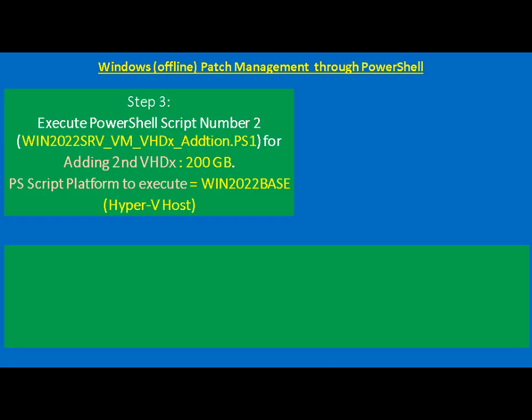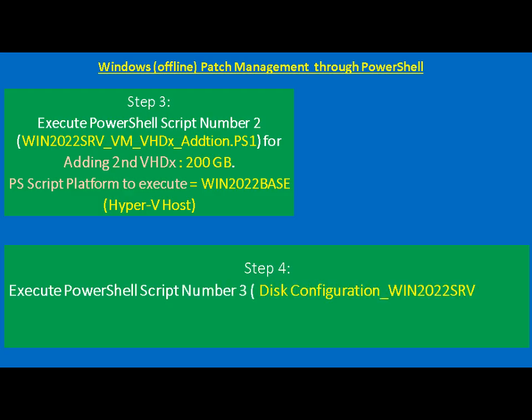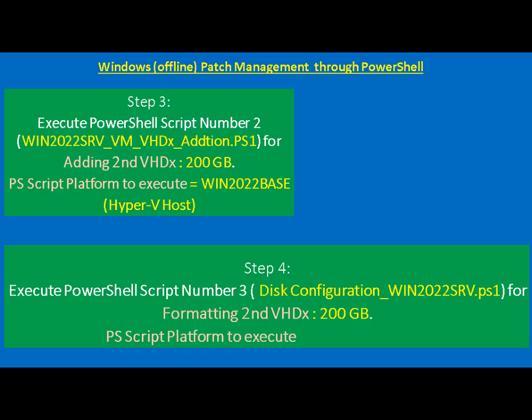Our PowerShell script platform to execute is Windows 2022 base, that is the Hyper-V host, which we have already done. Now the next step is we need to execute the next PowerShell script number 3, that is the configuration inside Windows 2022 SRV for formatting the second 200 GB hard disk, and the script platform to execute is the virtual machine Windows 2022 SRV, right?